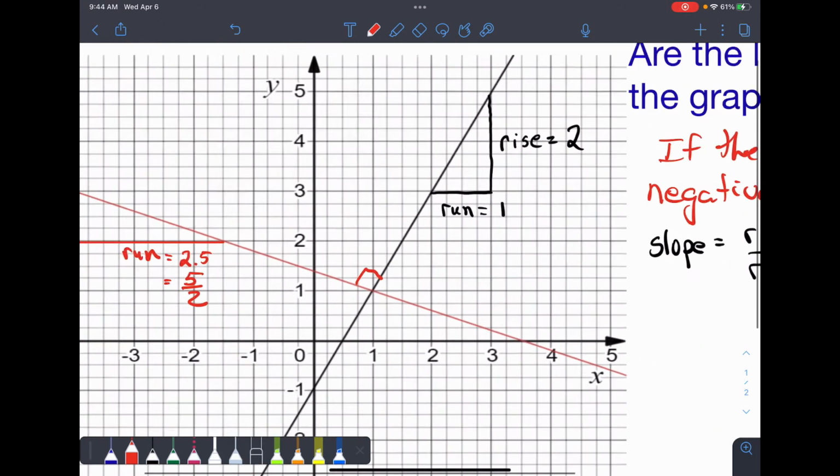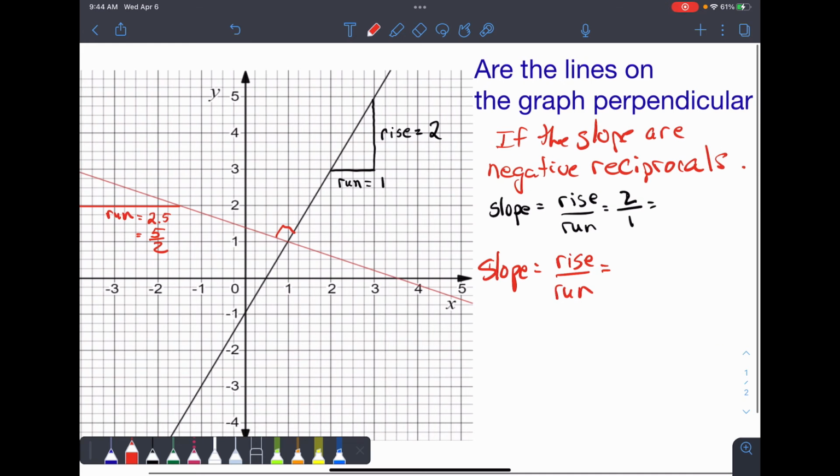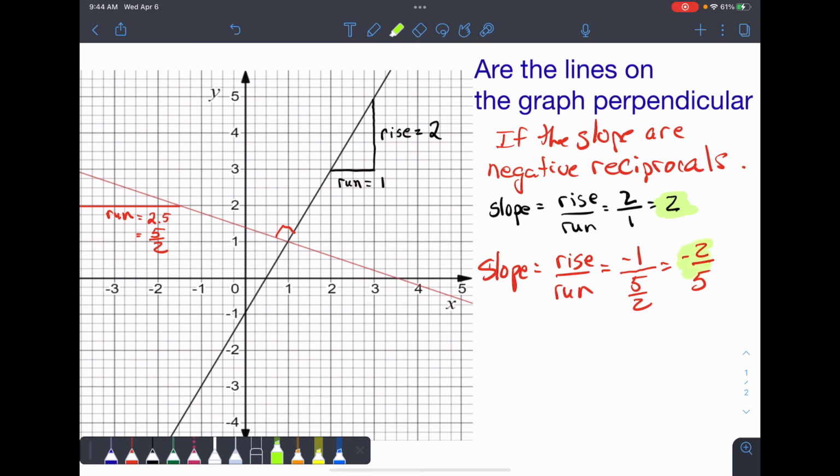Okay, so let's calculate the slope. The slope is rise over the run, and we found the rise to be -1, and the run to be 5 over 2, which simplifies to -2 over 5. Okay, so we have the two slopes. Let's just highlight what they are. The first one, I didn't finish it. It's equal to 2. So we have that. And we have the other slope being -2 over 5.